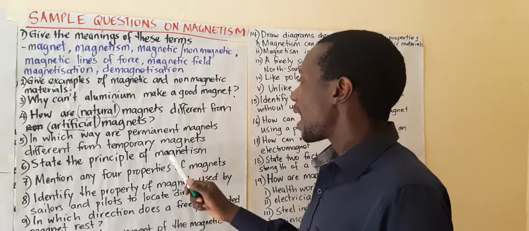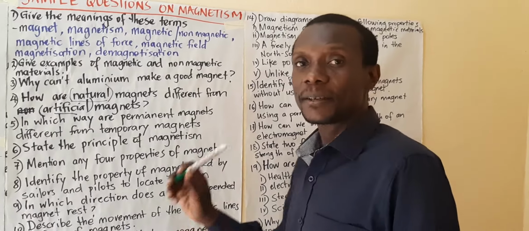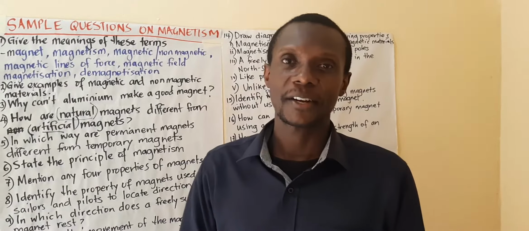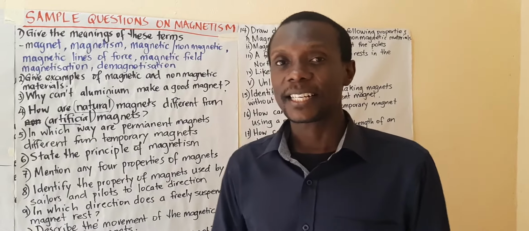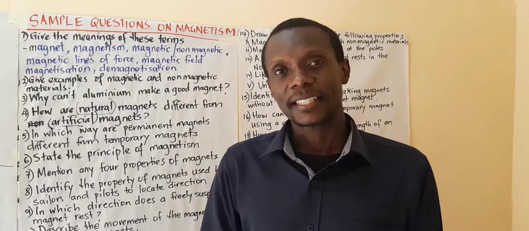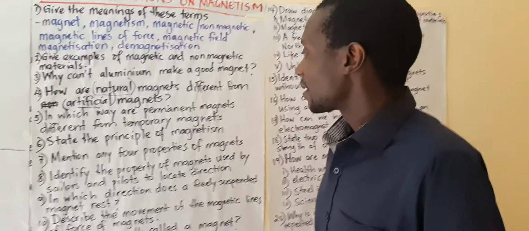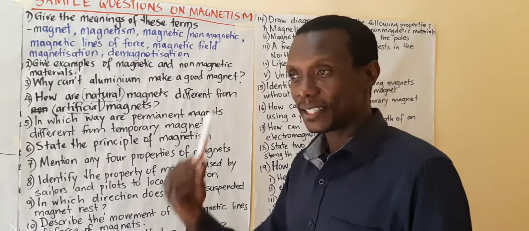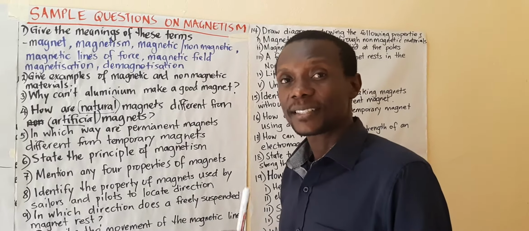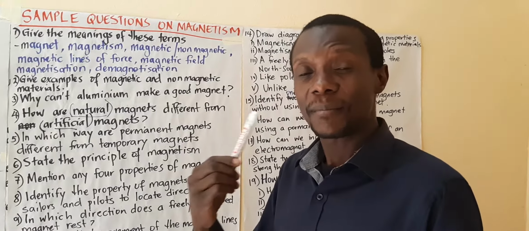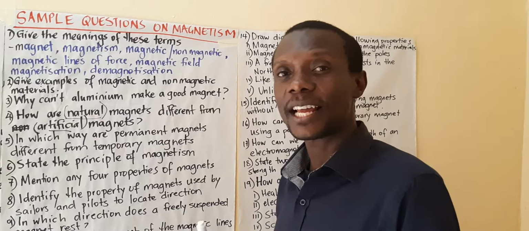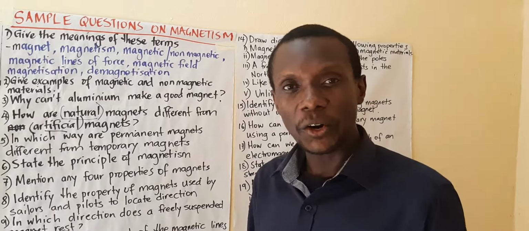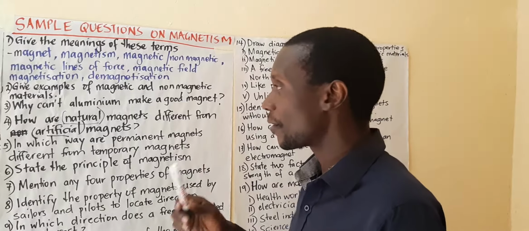Number 5, in which way are permanent magnets different from temporary magnets? Permanent magnets retain their magnetism for a long period, while temporary magnets easily lose their magnetism. State the principle of magnetism. We have recited this many times in the previous videos. The principle states that unlike poles of magnets attract, while like poles repel. We can call it the law of magnets or magnetism, and it is one of the properties.